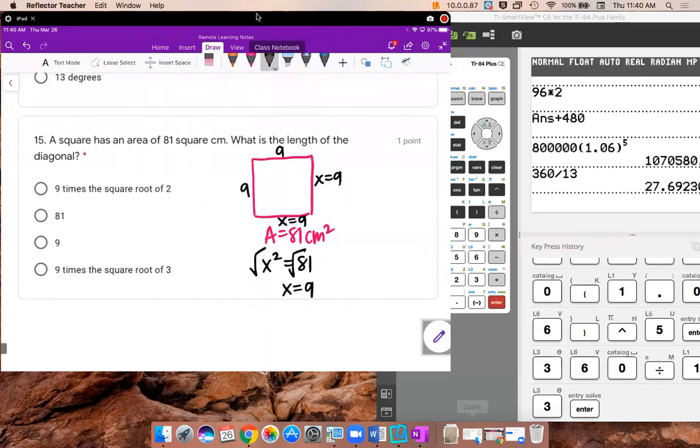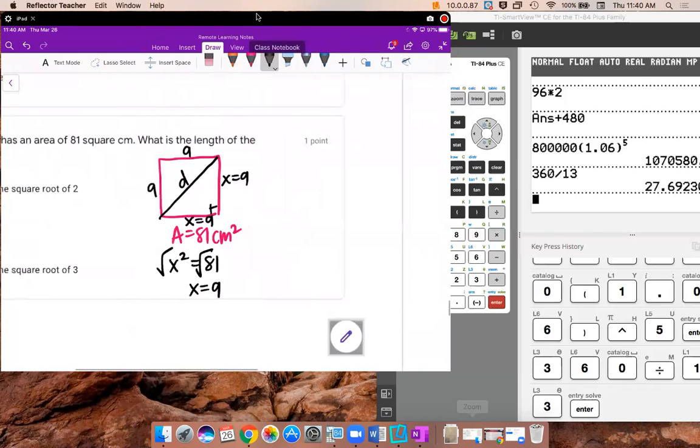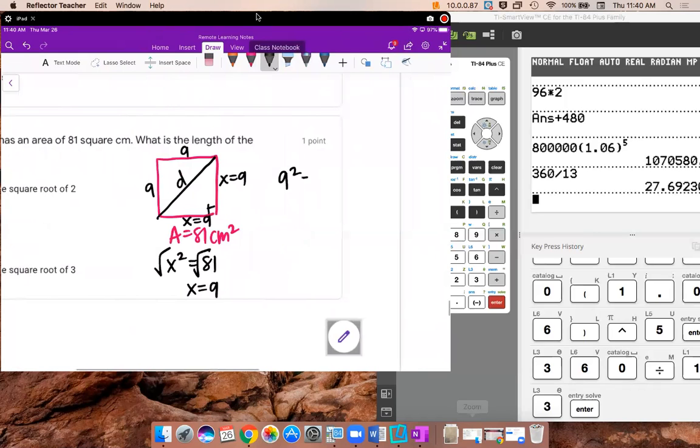And then I want you to find the diagonal. So we're looking for this diagonal right here. Well, we know it's a square, so we know those are 90-degree angles. So now I can just do the Pythagorean theorem. So I do 9 squared plus 9 squared equals diagonal squared. So I've got 81 plus 81 equals diagonal squared, which is 162 is diagonal squared. Now I take a square root, and this doesn't come out nice.